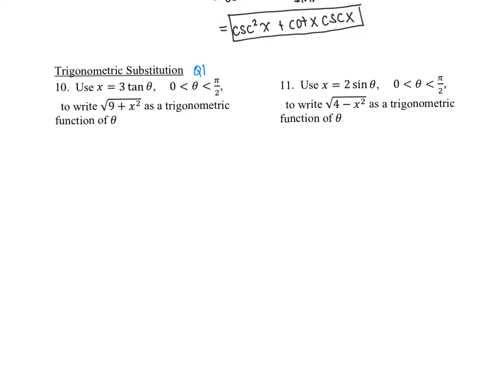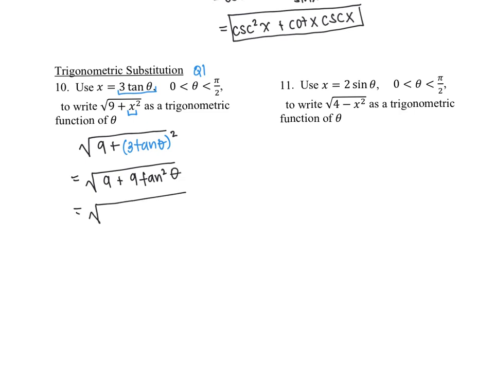Okay, so since it says x equals 3 tangent theta, where the x is, I substitute in 3 tangent theta. 9 plus, instead of x, 3 tangent theta squared. Okay, and then we're going to simplify this. 9 plus 3 squared tangent squared theta is 9 plus 9 tangent squared theta. I can see that nice little 9, so I'm going to go ahead and factor it out. And then I'll substitute it first.